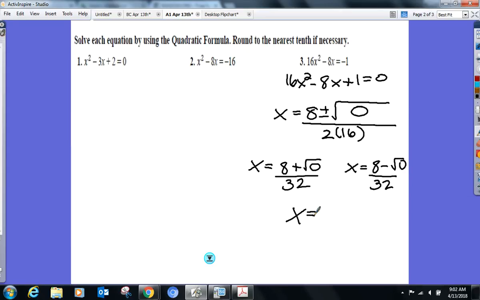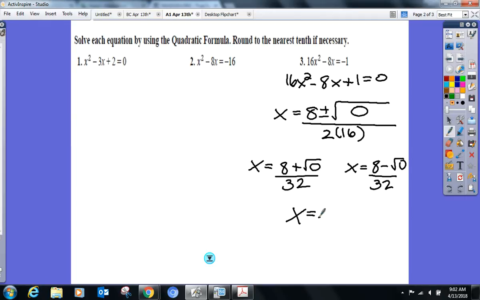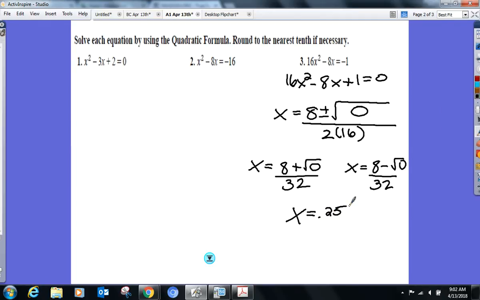But it says round to the nearest tenth, so I guess we've got to make it 0.3, right? Actually, let's just keep it 0.25. That's ridiculous. It's only 0.25. We don't need to round it. And every time that number comes out to be 0 underneath the radical, there's only going to be how many answers? 1, and I'll show you why on Monday. Okay, there's only going to be 1.